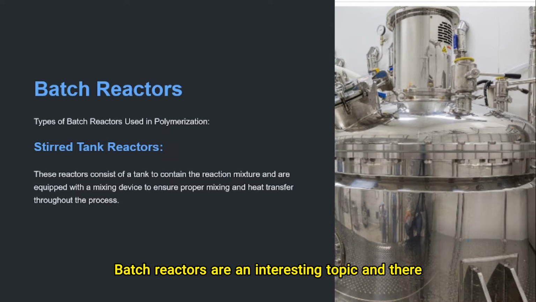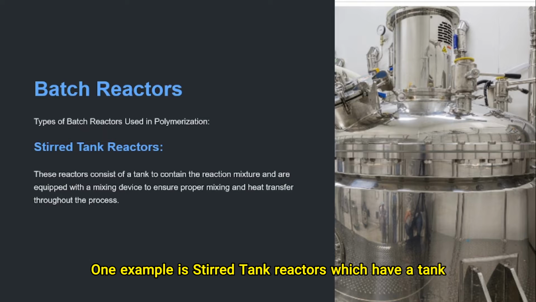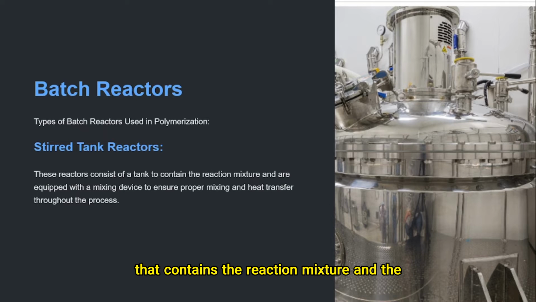Batch reactors are an interesting topic, and there are different types of batch reactors that can be used for polymerization. One example is stirred tank reactors, which have a tank that contains the reaction mixture and the mixing device to ensure proper mixing and heat transfer throughout the process.